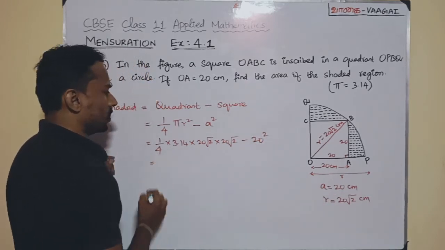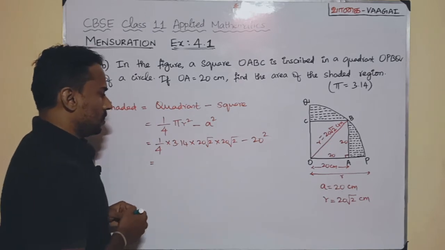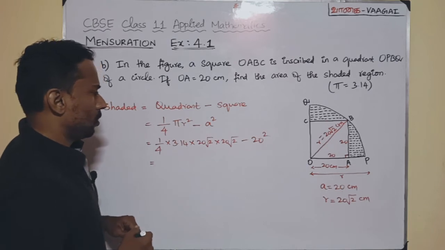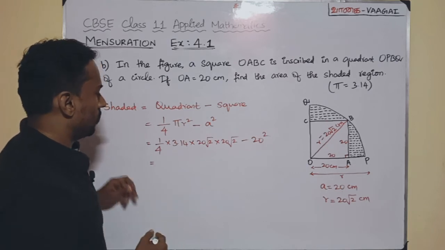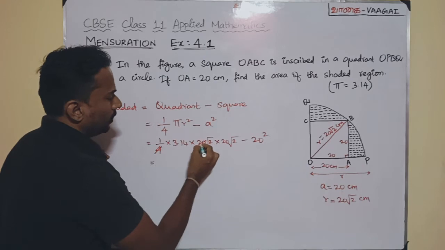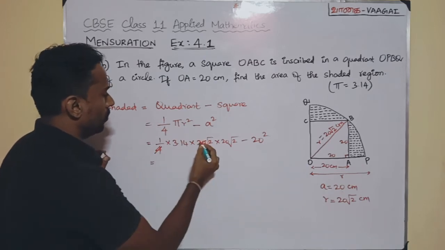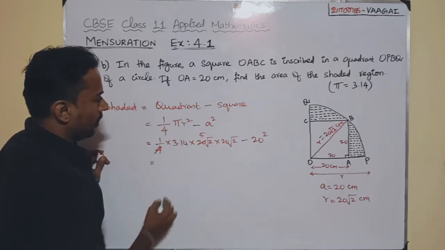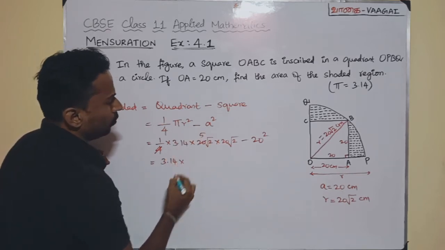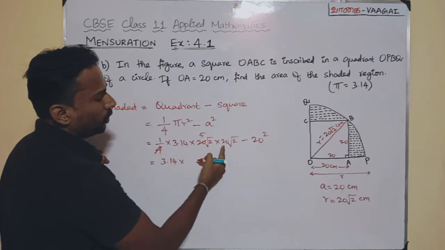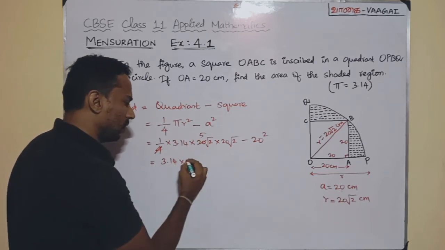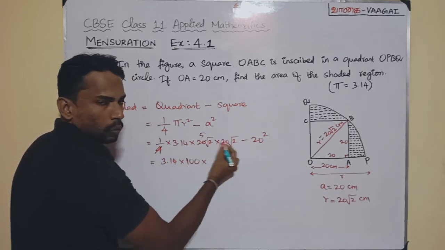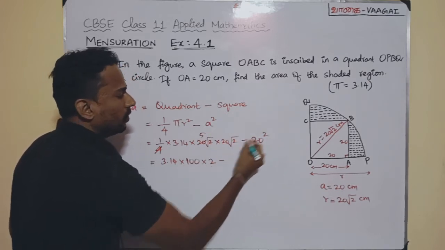So now what next we can do here is, we can just try to cancel any possible values here. What numbers we can cancel here is, okay, I'll try to cancel this 4 and then 20. This is going to be, of course, 5 times, correct? Yes. And now I have 3.14 into 5 root 2 into 20 root 2. Now 5 into 20 will give you 100, and root 2 into root 2 will give you 2, minus 20 square is 400.